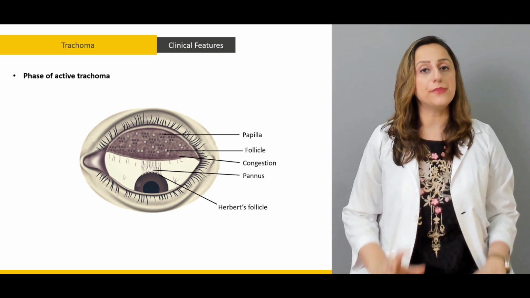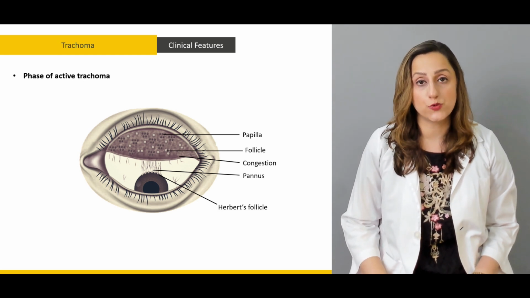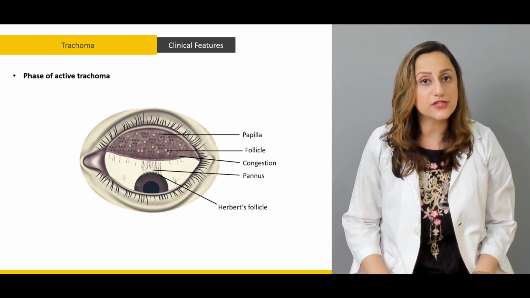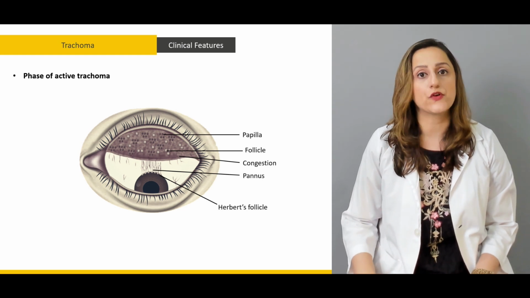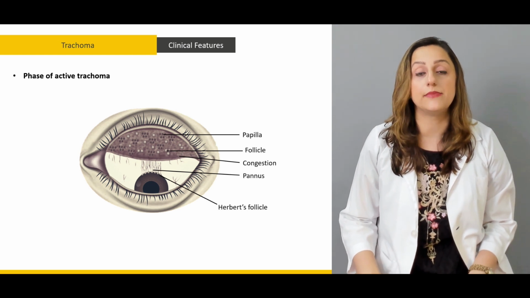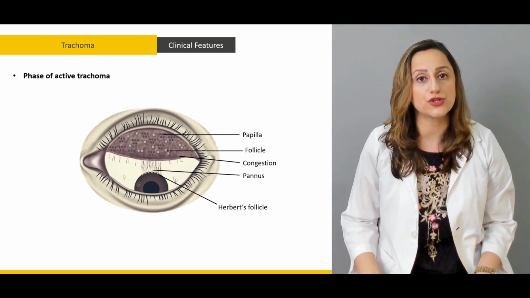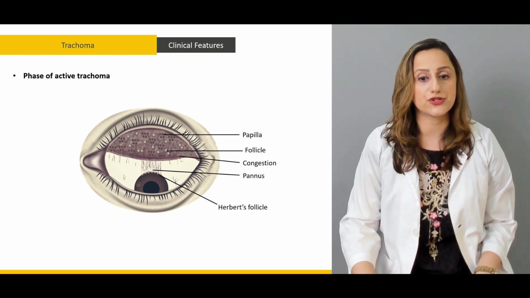We can appreciate the papillae and the follicles. And the distinguishing features, on the other hand, would be the Herbert's follicles and the pannus formation, which is the neovascularization present on the bulbar conjunctiva, and that is quite a distinguishing feature for trachomatis infections.